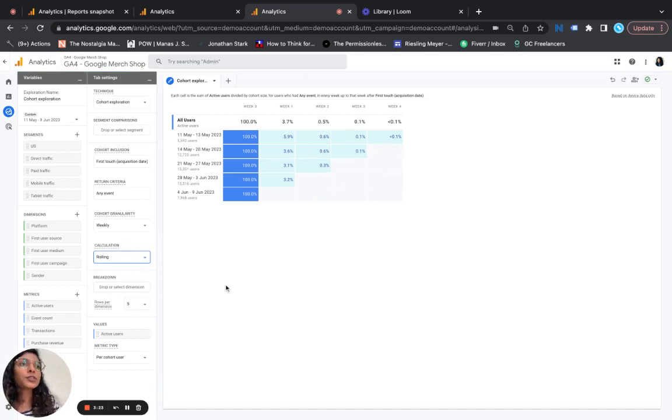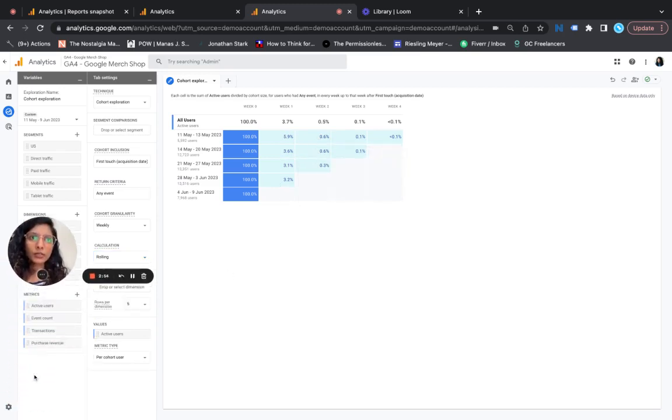The rolling calculation, however, picks the previous period and then does the comparison. So this number here, which was 2% before, is now 0.6%. This is because this number means of all the people who were acquired during this time, 0.6% of them were active in week two and also week one. So they look at the activity for these two weeks, that period and the previous period. So those are the calculations.